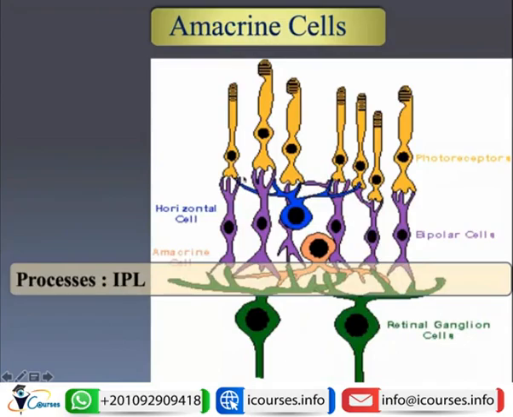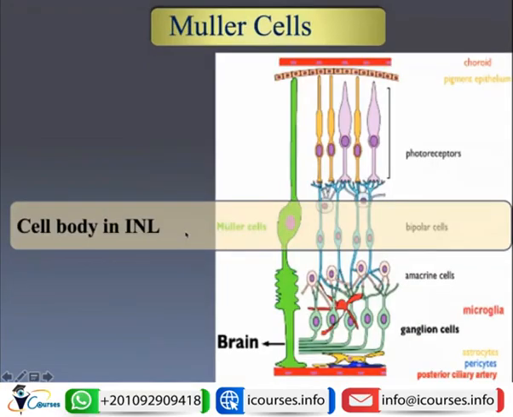So are these the only cells present in the inner nuclear layer? Is it only the bipolar, horizontal, and amacrine cells? No, the answer is no, because we have another cell, a very large, very tall cell forming the structural framework of the retina as it extends along the whole depth of the retina. It's called the Müller cells.